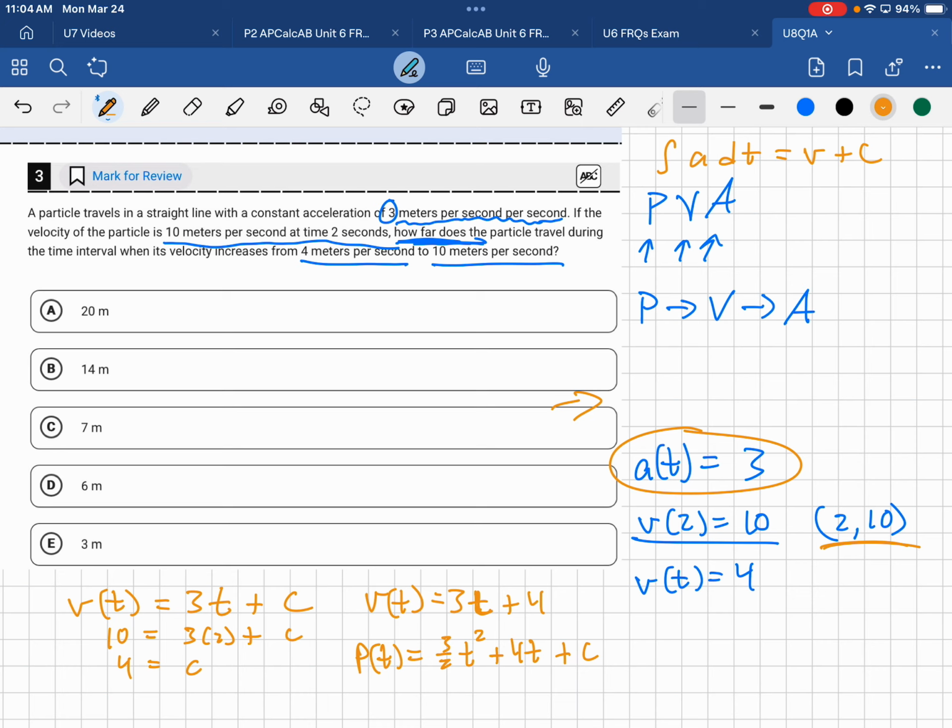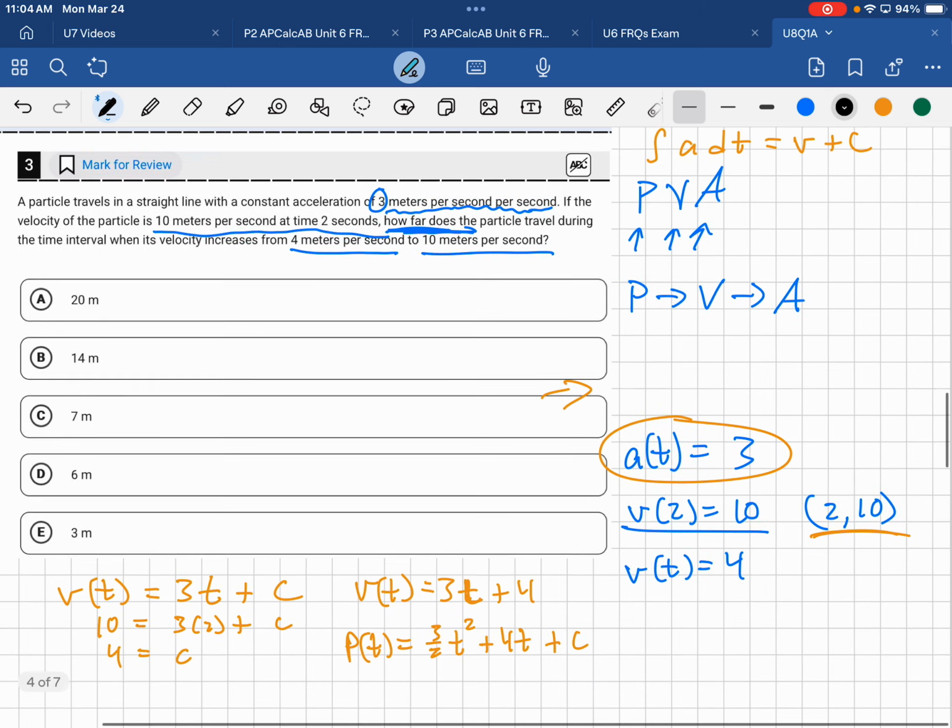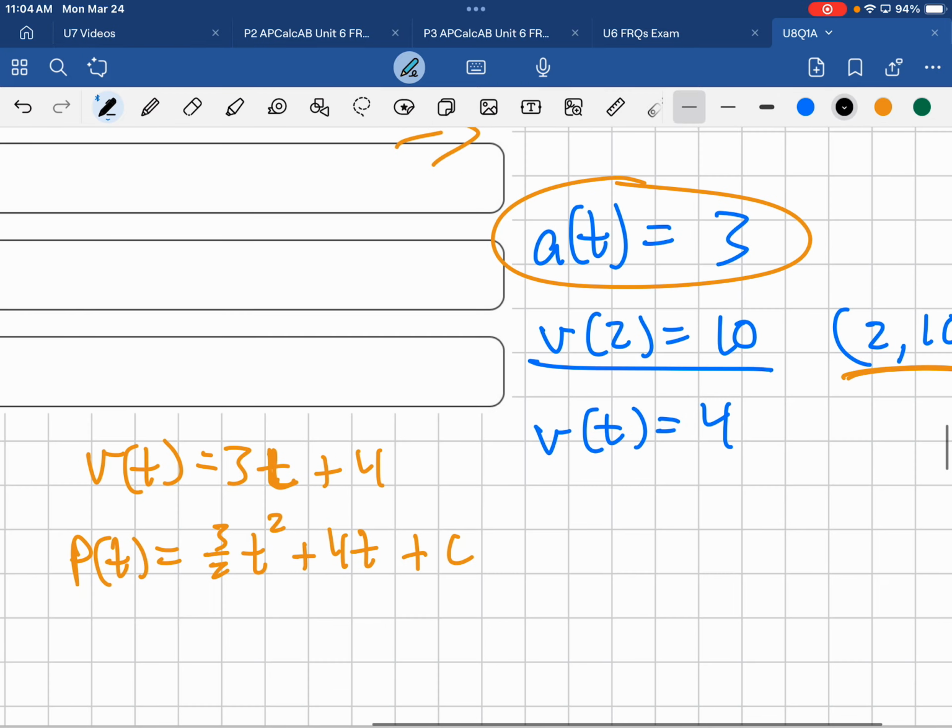So how would I find that c? Do I know a position? I don't know a position point. You know how with the velocity one we knew? We don't have a position point, so we can't find the c right off the bat. So instead of doing an indefinite integral, we're going to do a definite integral. You're like, I knew that. Oh, dang it, man.